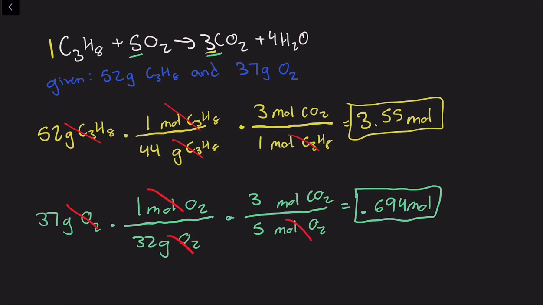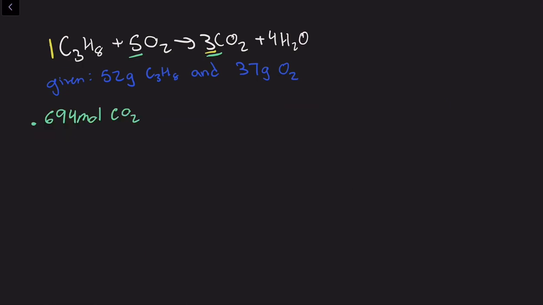Well, let's see how we can do that. So we know that oxygen, the O2, is going to be our limiting reactant, and that's only going to give us 0.694 moles of CO2, then the reaction stops. But we haven't used all of our C3H8. So what we're going to do is we're going to see how many grams of C3H8 it takes to make this 0.694 moles of CO2. That means that's how much C3H8 is going to be used. When we subtract the difference, we're going to see how much is remaining. So let's go through that.